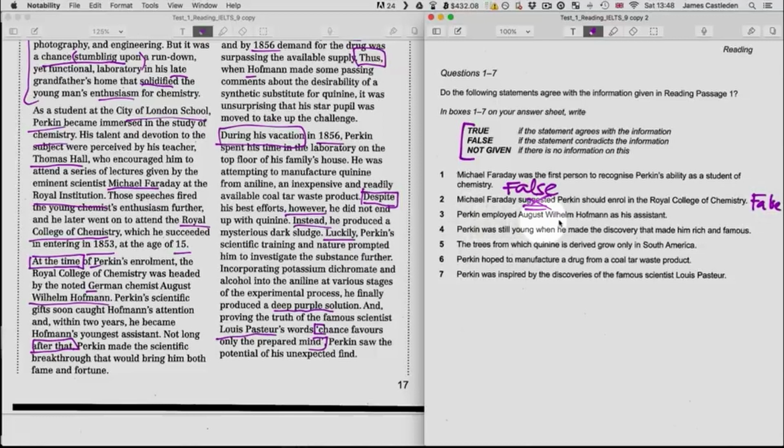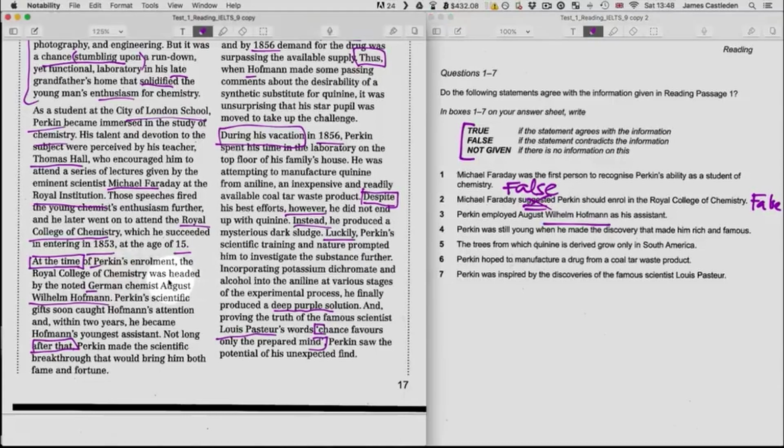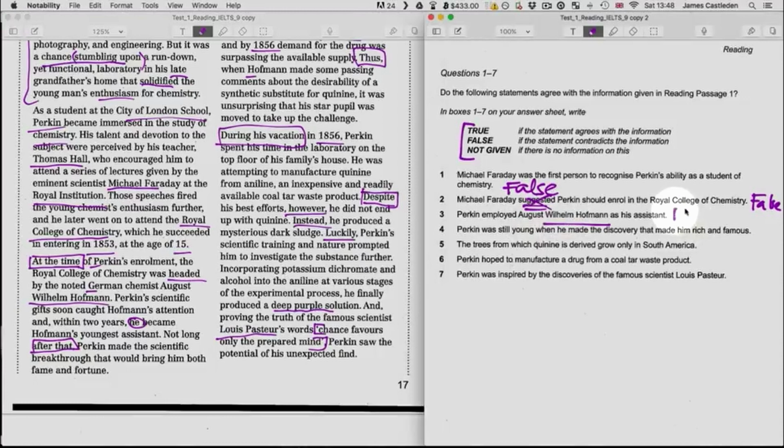Perkins employed Wilhelm Hoffman as his assistant. Now I've got him here. At the time of Perkins' enrollment, it was headed by the noted German chemist, Hoffman. His scientific gifts caught Hoffman's attention, and within 2 years he became Hoffman's youngest assistant. He referring to Mr. William. So he didn't employ him. It's the opposite. Again, false.